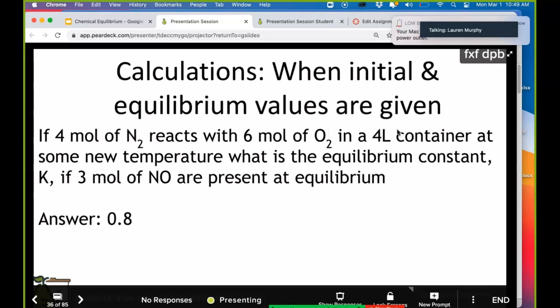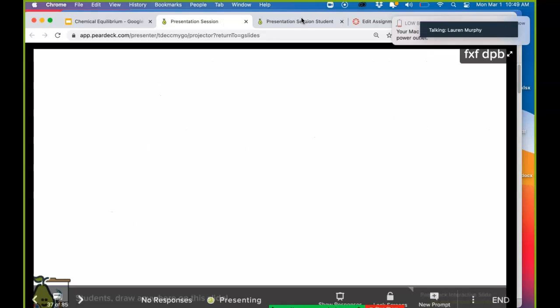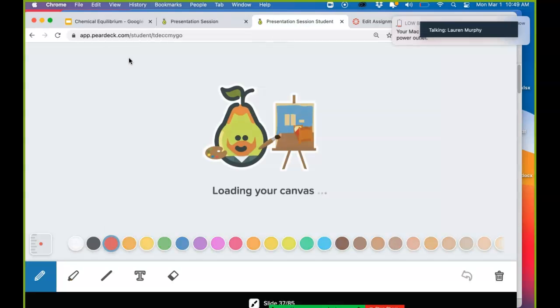And then I go on to tell you that you have 3 moles of NO at equilibrium. So I do know one of my equilibrium values. So this is where an ice chart is handy. But first, we need to write out the reaction. So we have N2 reacting with O2.